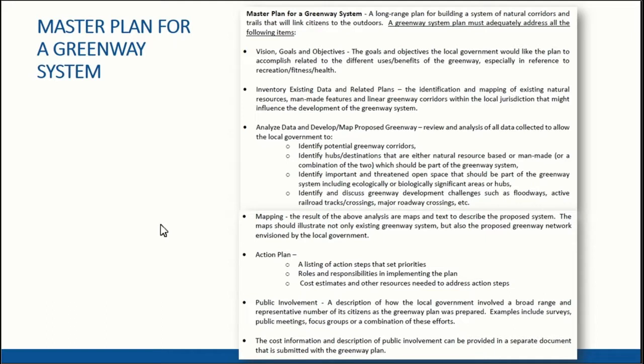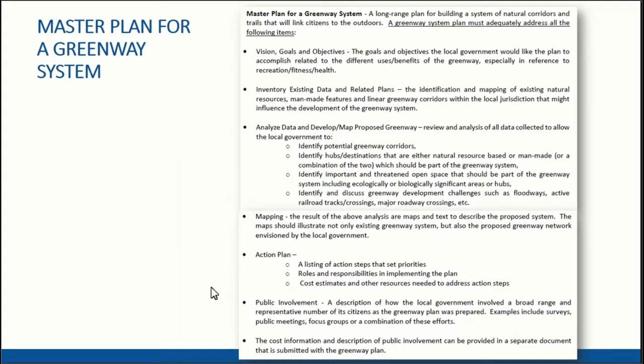So you need to have inventory of existing data. Typically with a greenway plan, because they're corridors, there's been some analysis on identifying potential corridors, hubs or destinations along those corridors. It can be natural resources, man-made, existing parks. Have you addressed challenges such as floodways, where you need to make crossings, say at railroad crossings, major roadways? What have you done to analyze that and address that? These are usually also presented in a mapping form.